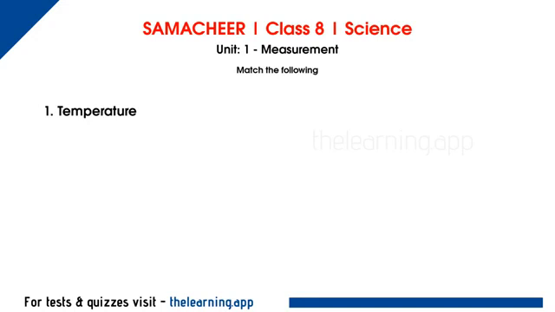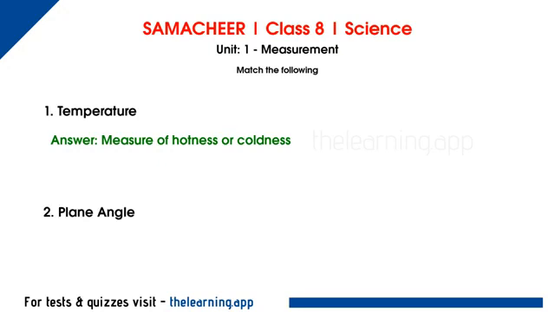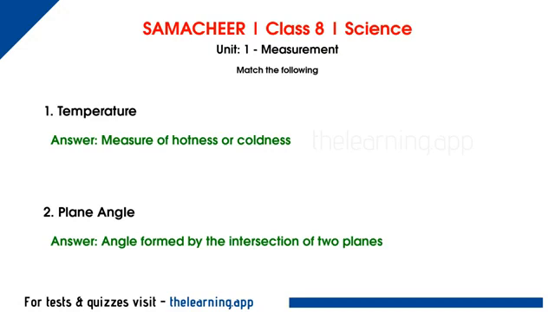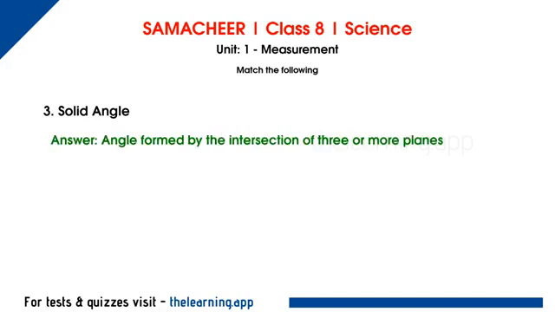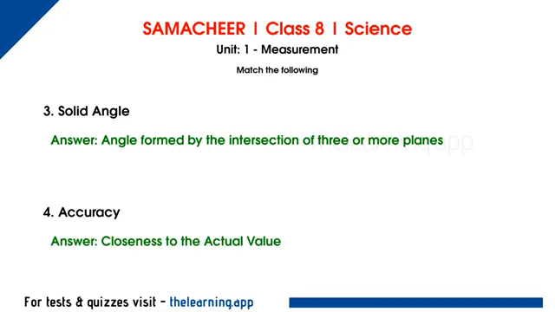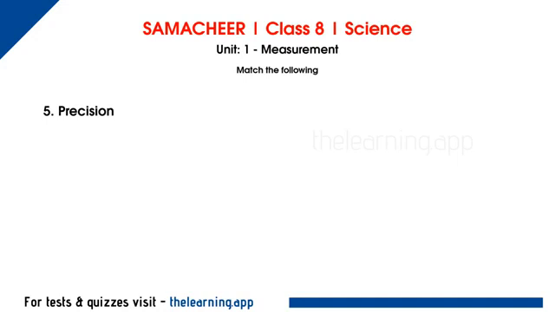Match the following. Question 1. Temperature. Correct answer is measure of hotness or coldness. Question 2. Plane angle. Correct answer is angle formed by the intersection of two planes. Question 3. Solid angle. Correct answer is angle formed by the intersection of three or more planes. Question 4. Accuracy. Correct answer is closeness to the actual value. Question 5. Precision. Correct answer is closeness to two or more measurements.